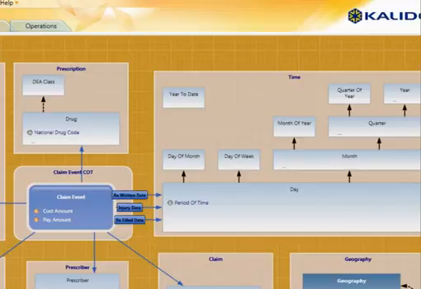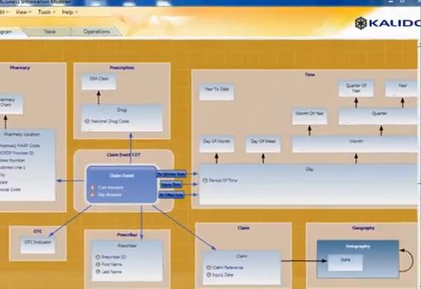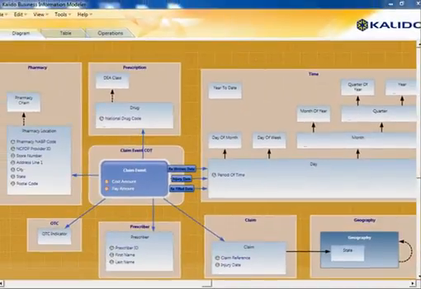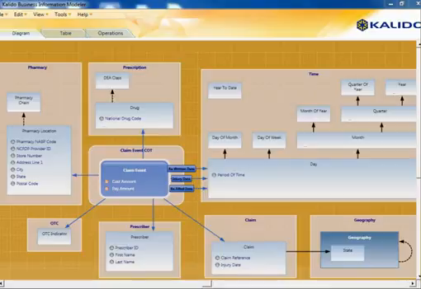There is also a time dimension which Kaleido includes out of the box. The three lines from claim event to time describe the different rules for time that can be used for analyzing claims: the date of the injury, as well as the date the prescription was written and the date it was filled.